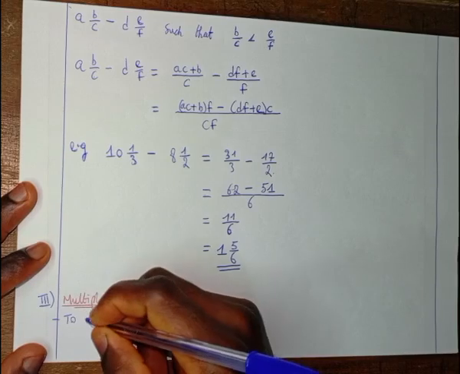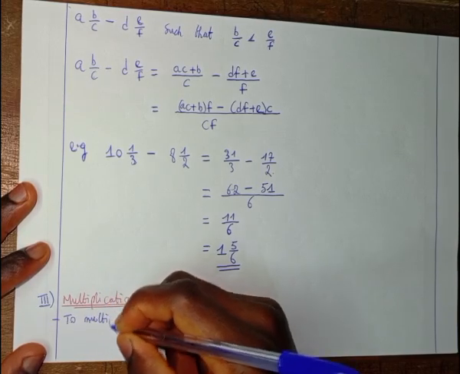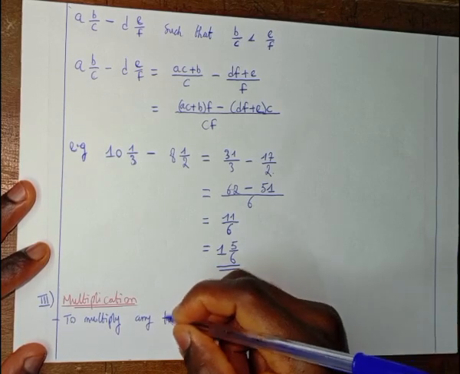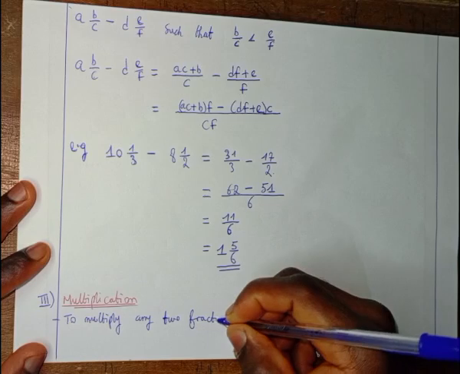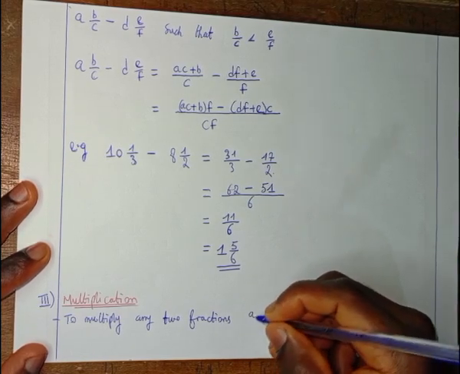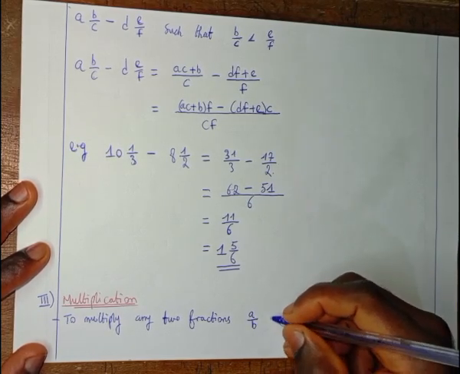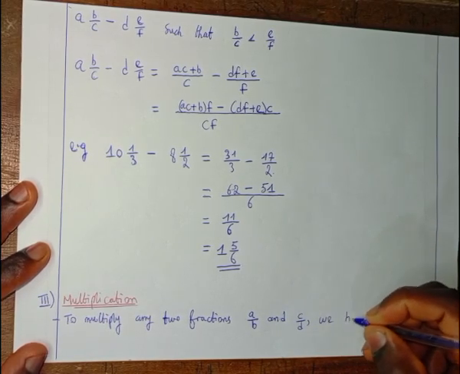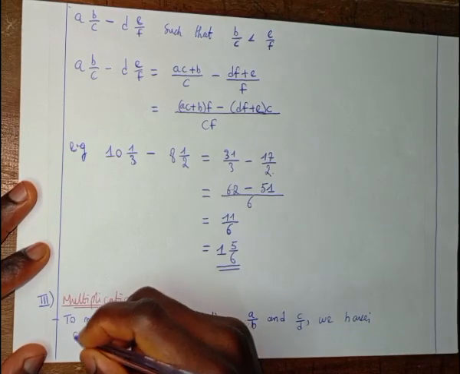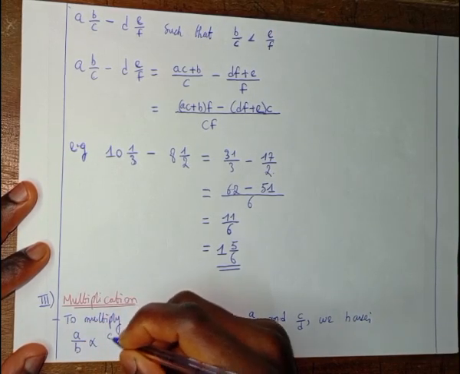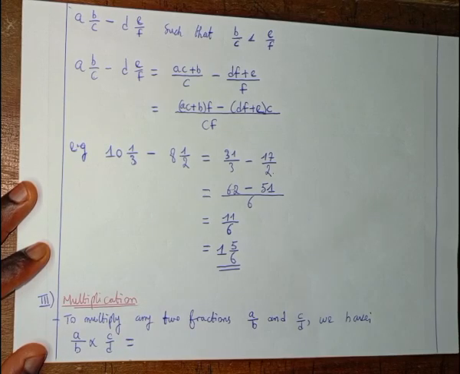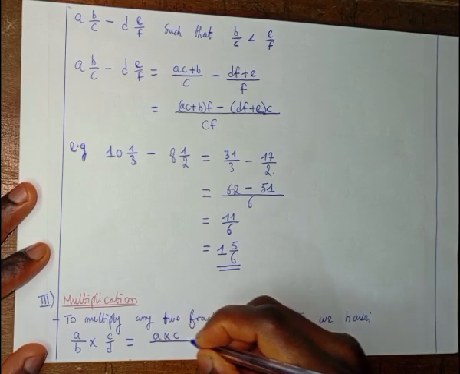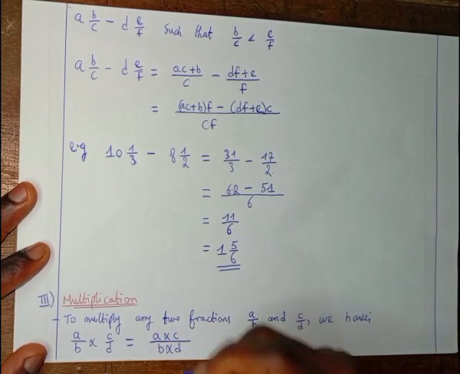Take the first step to multiply any two fractions, a over b and c over d. We have a over b times c over d. This will simply be equal to, we are going to multiply the numerators, a times c, then we multiply the denominators, b times d.